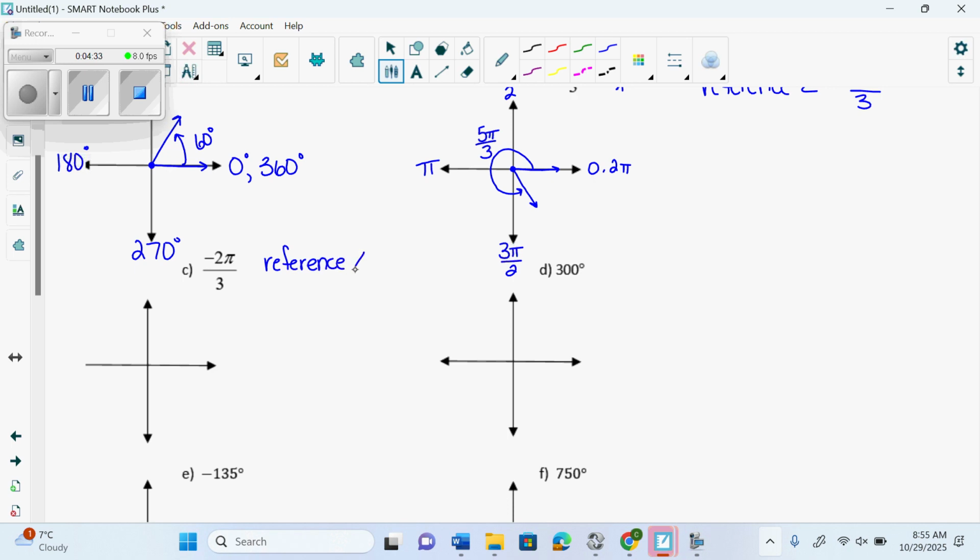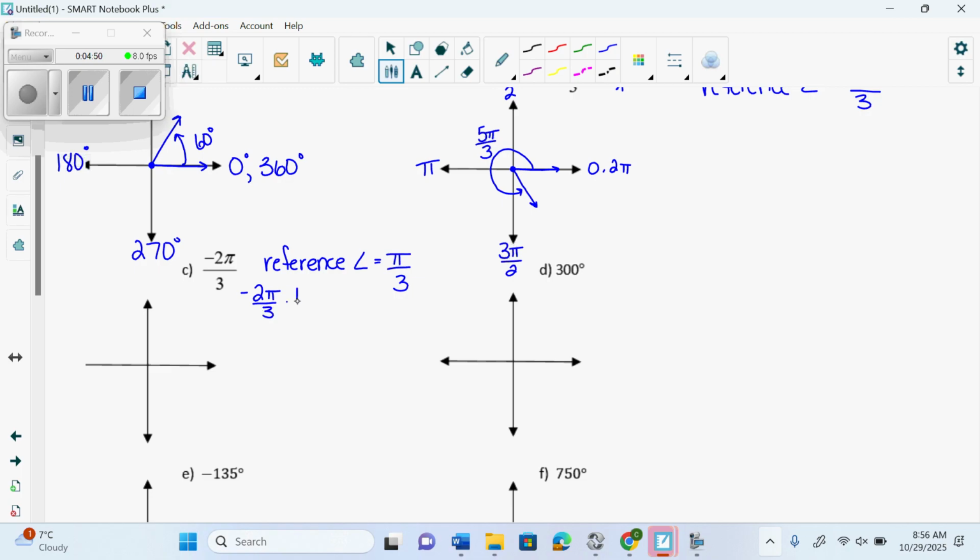Pi over 3. Reference angles are acute positive angles, so you wouldn't put negative pi over 3. It's still whatever that angle is between the initial arm and the terminating arm. So I know this is going to be 60 away as well. Well, let's convert it if we'd like to, which we already did on that Friday.